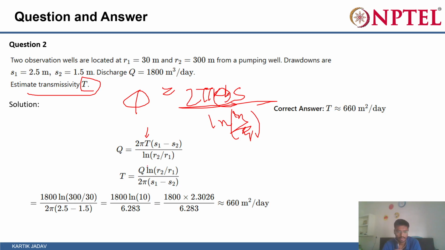So now let's put all the givens here and identify T is equal to Q ln R2 by R1 divided by 2 pi (S1 minus S2). All these are given here. Let's put it in this equation, and the final answer we'll get from this is 660 meters per day.